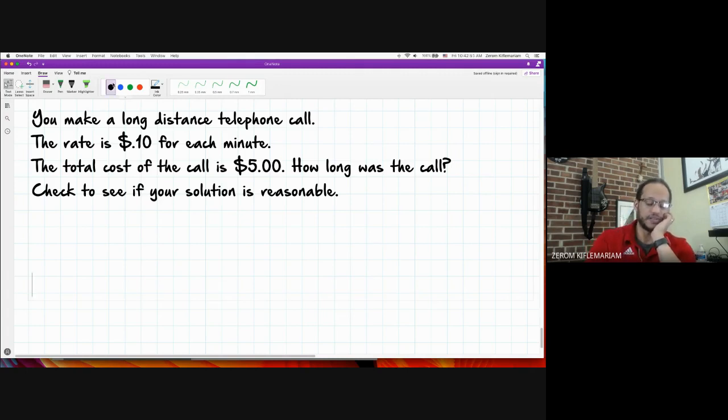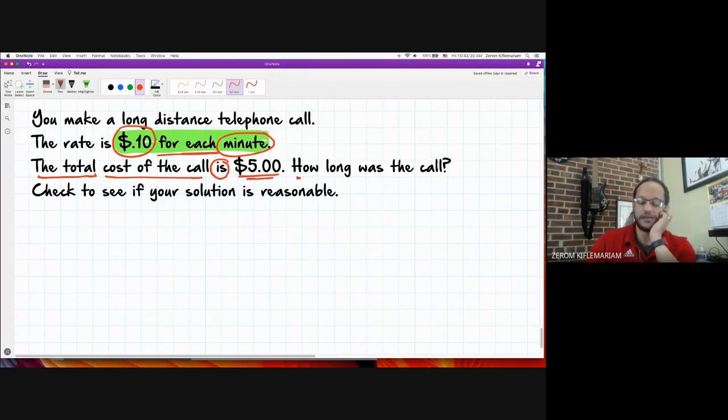So over here it says the rate is given by, for each minute. Based on what we looked at earlier, for each minute it is kind of a multiplication. And multiplication of what? It's going to be 10 cents times every minute. The rate is going to be 10 cents for each minute. The total cost of the phone call is $5.